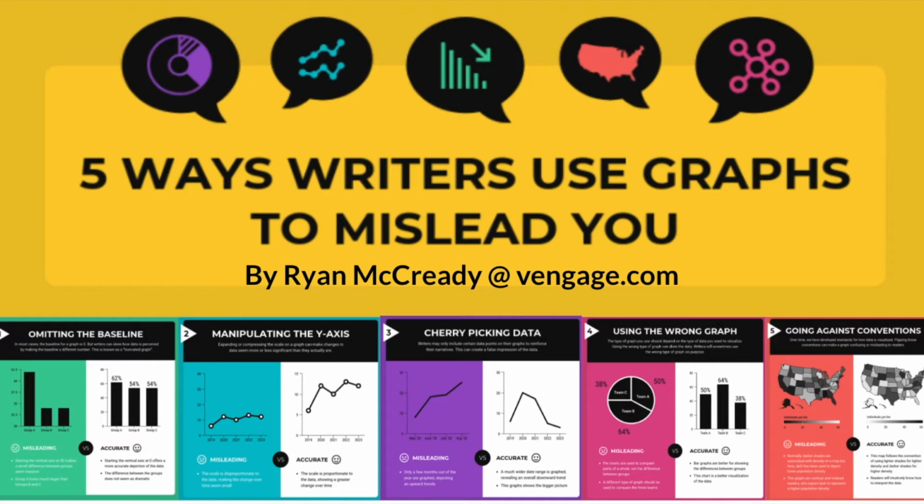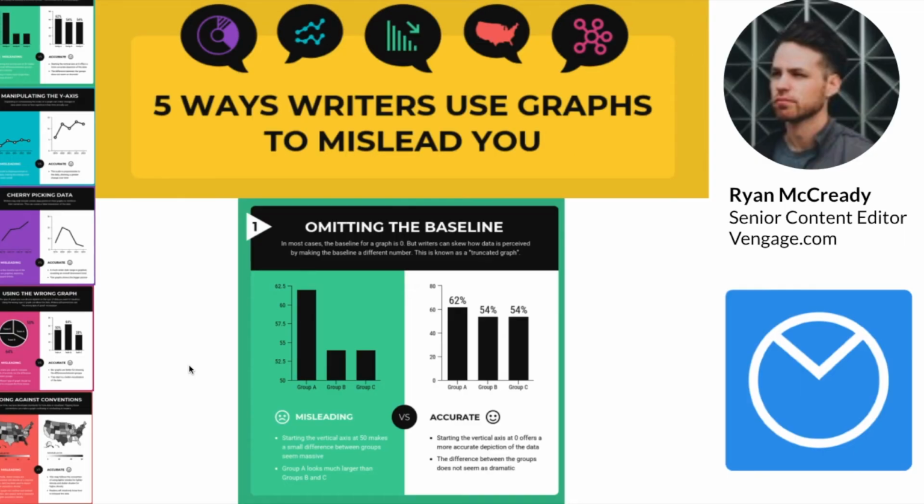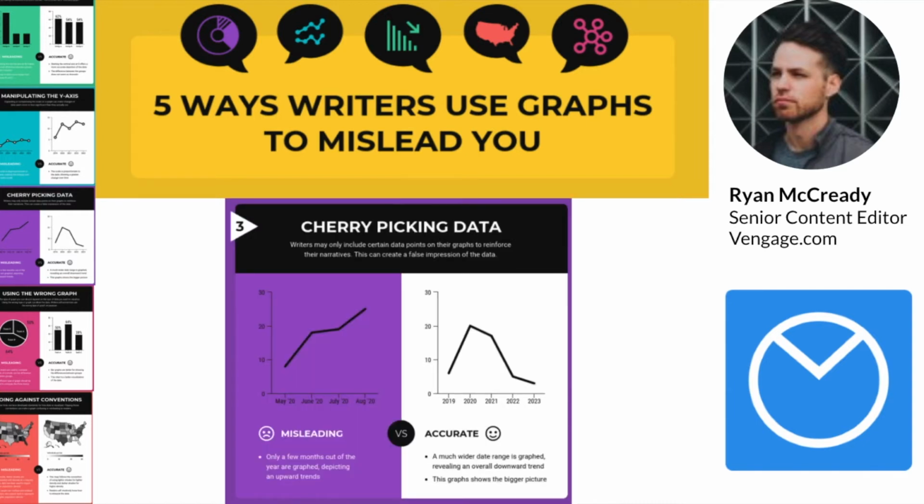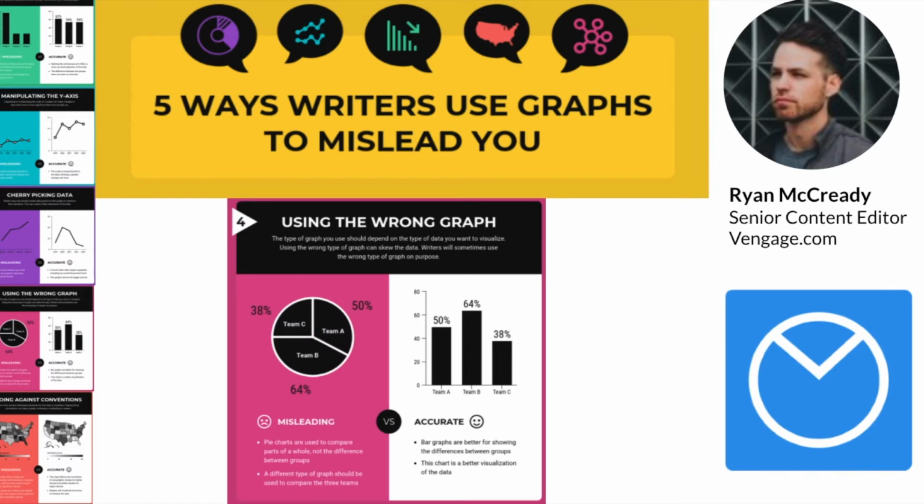These are 5 ways that writers can use to massage the numbers to make it work. The first thing is omitting the baseline, starting at a number other than 0 in your y-axis. The second is manipulating the y-axis to make the y-axis far larger than it needs to be in order to de-emphasize the change. The third is cherry-picking data, picking particular data points that make your point look stronger than it really needs to be. The fourth, using the wrong graph type.